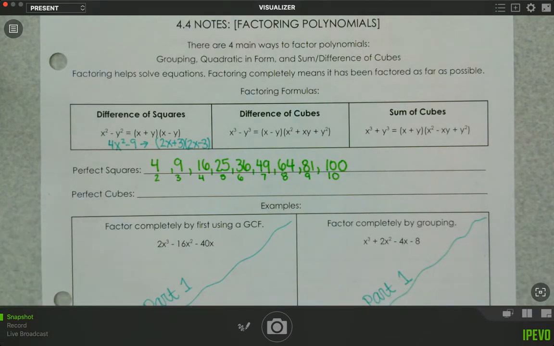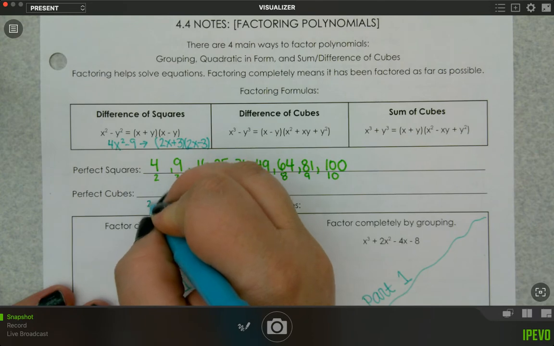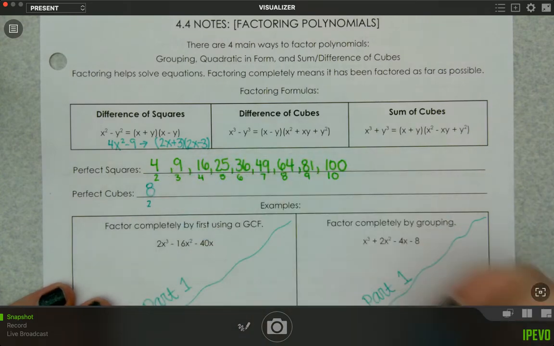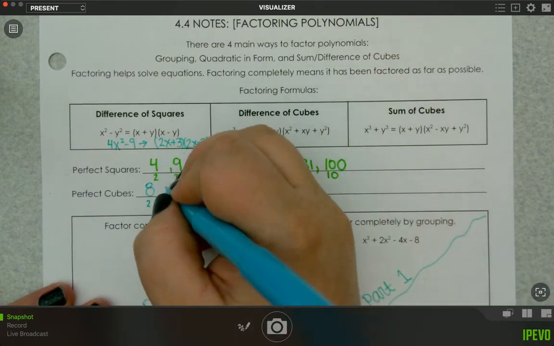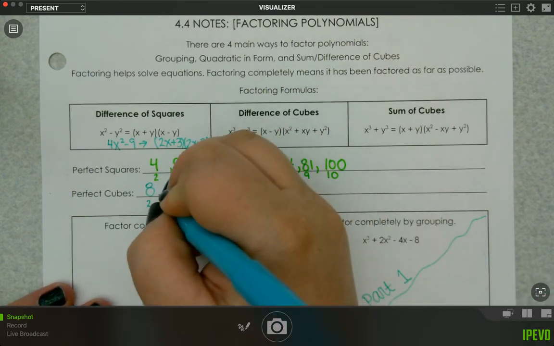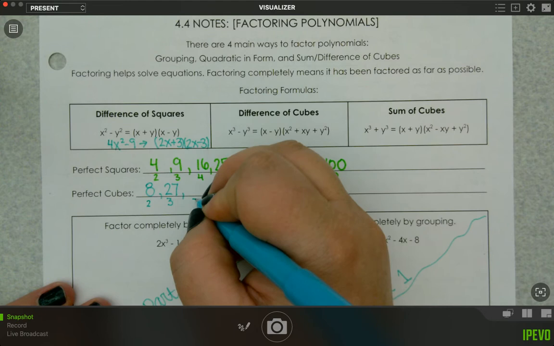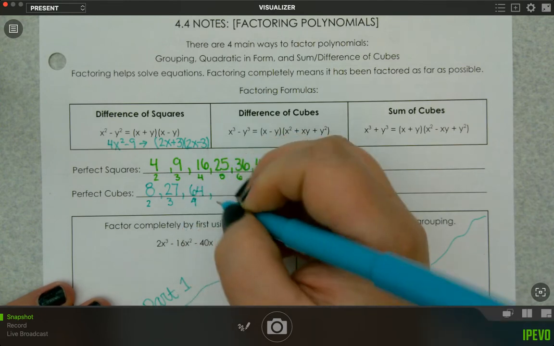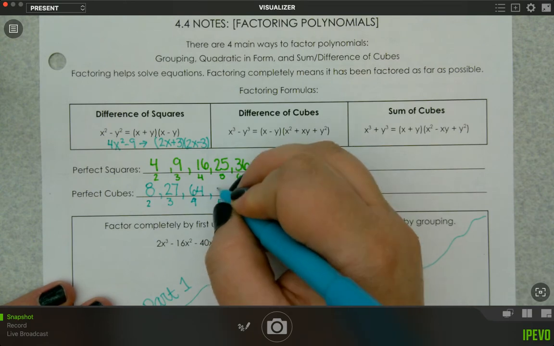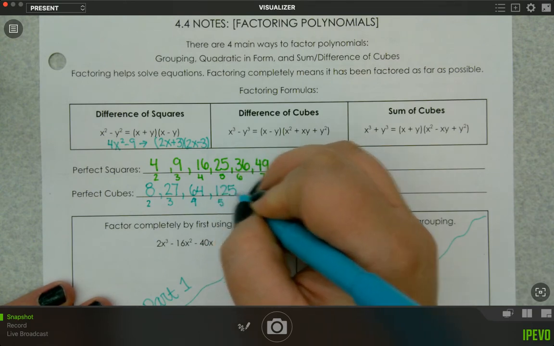And then I'm going to do the same thing below, but for cubes. So 2 cubed is 8, because it's 2 times 2 times 2. 3 times 3 times 3 is 27. 4 times 4 times 4 is 64. 5 times 5 times 5 is 125.